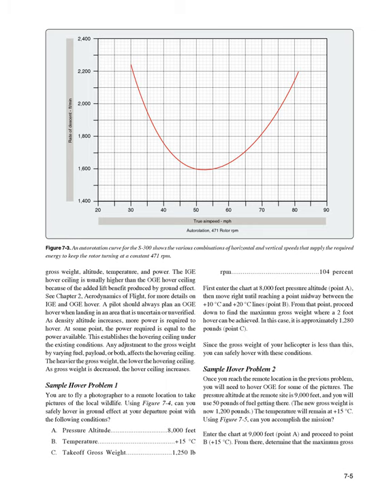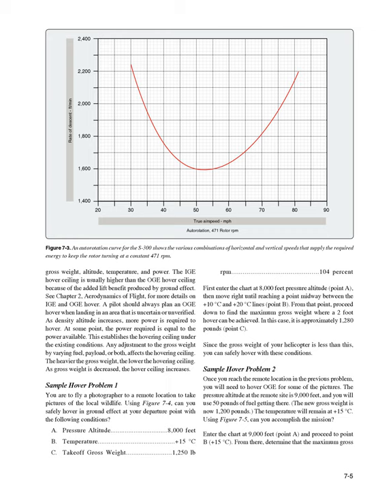Sample hover problem 1. You are to fly a photographer to a remote location to take pictures of the local wildlife. Using Figure 7-4, can you safely hover in ground effect at your departure point with the following conditions? A. Pressure altitude, 8,000 feet. B. Temperature, plus 15 degrees Celsius.